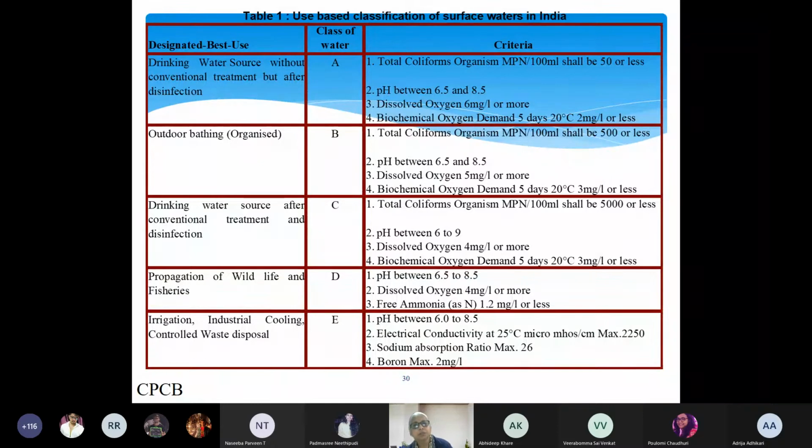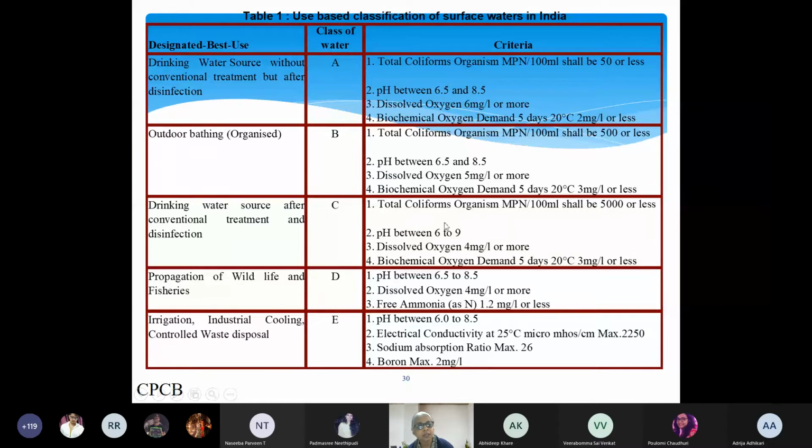If the water quality does not match any one of these 4 parameters, then what are the acceptable ranges for these 4 parameters? So total coliforms per 100 ml less than 500 will give you class B. pH remains the same, 6.5 to 8.5. Dissolved oxygen comes down a little bit to 5 milligrams per liter or more, and BOD5 goes up to 3 milligrams per liter or less. So that is where you can have outdoor swimming and bathing and all that kind of thing.